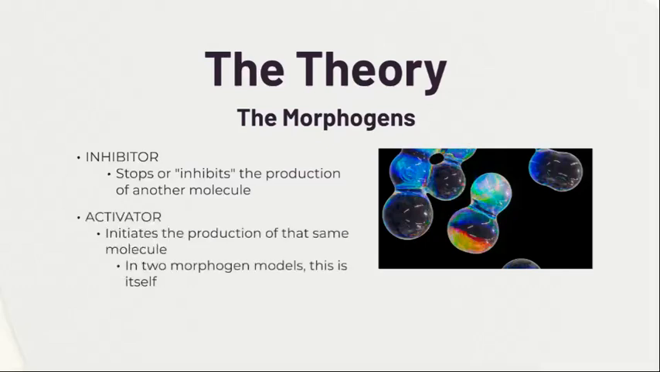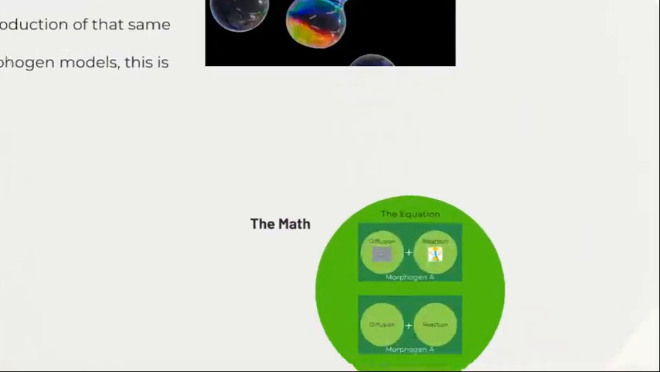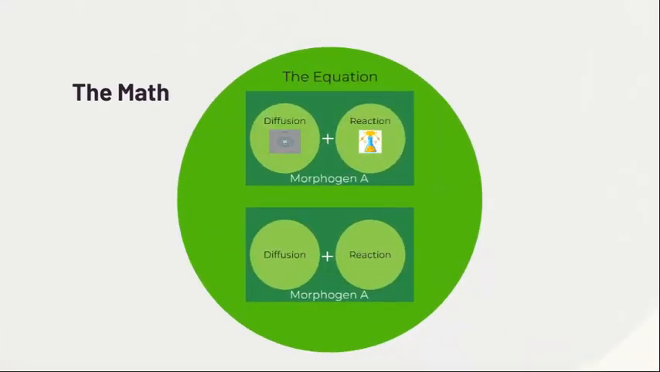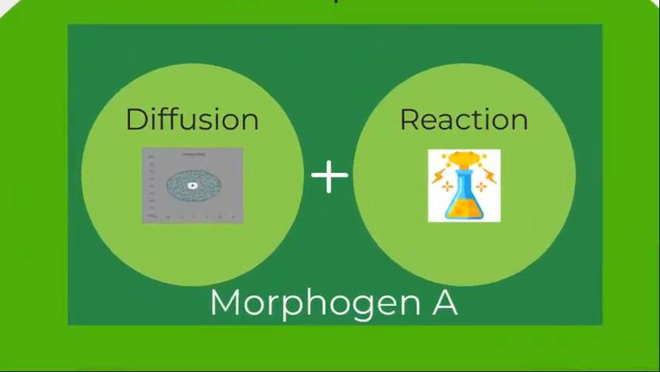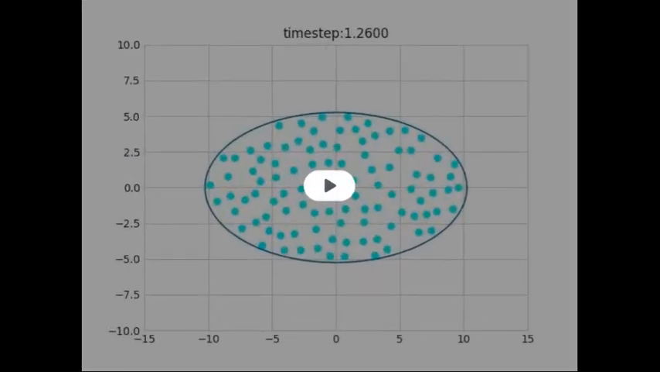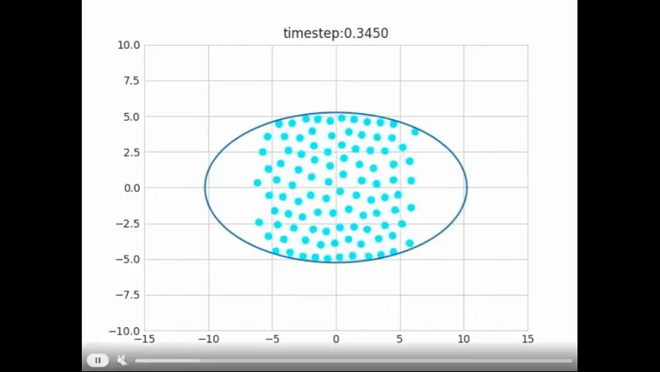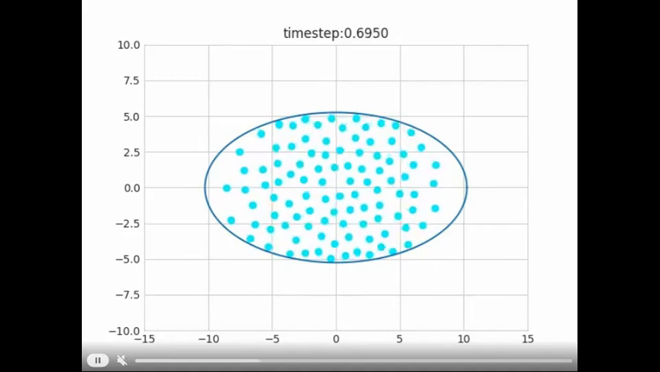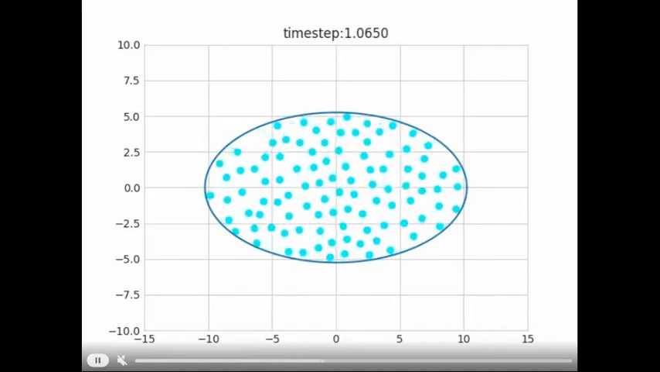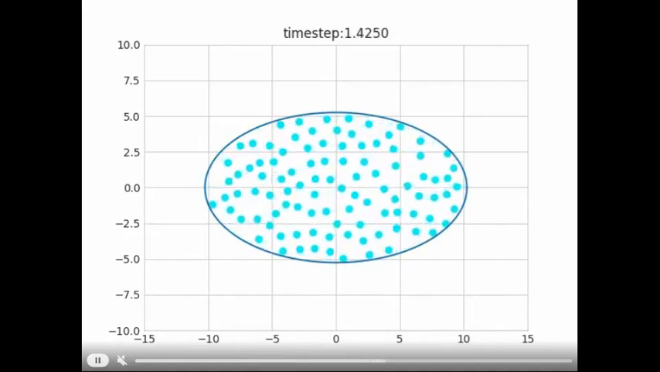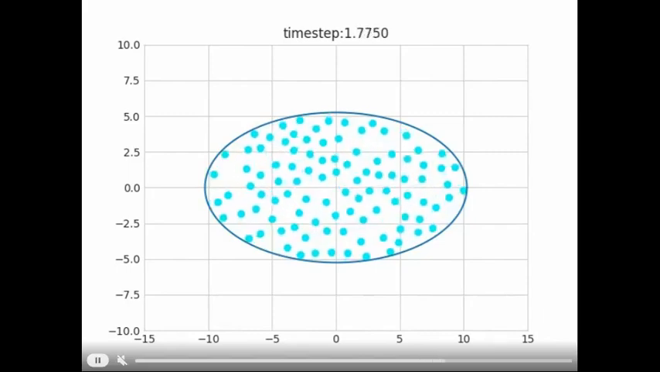The math that Turing applied to this theory is beautifully simple on its own. He suggested two equations, one for each morphogen, with each equation having two parts, one for diffusion and one for reaction. In the diffusion stage, the morphogens start highly concentrated in one area and spread out over the area they have available. As they diffuse, they come into contact with one another and react. This is the second part of the equation.